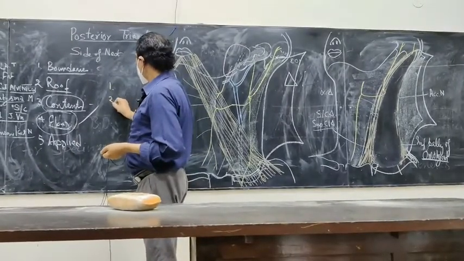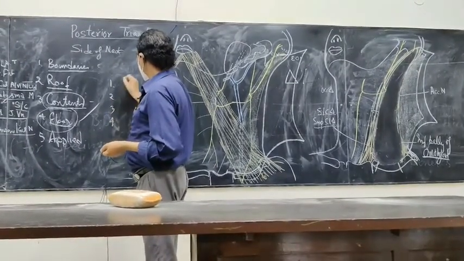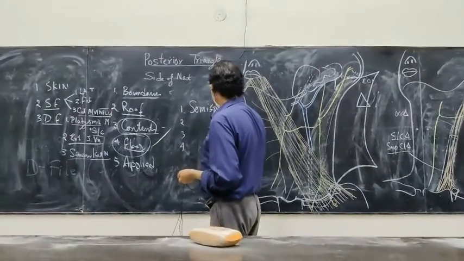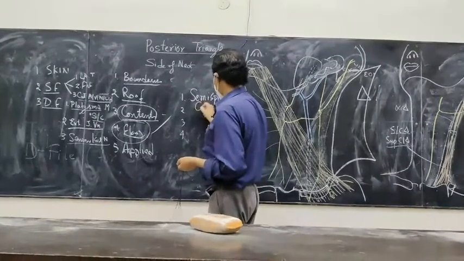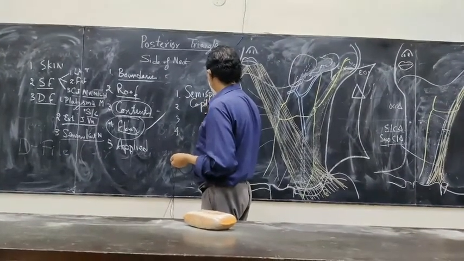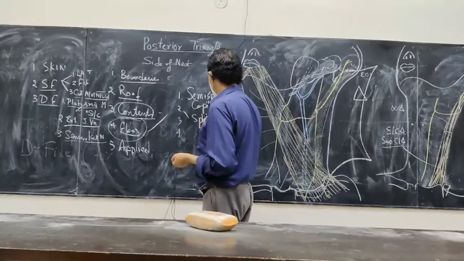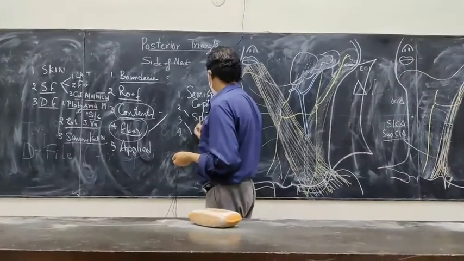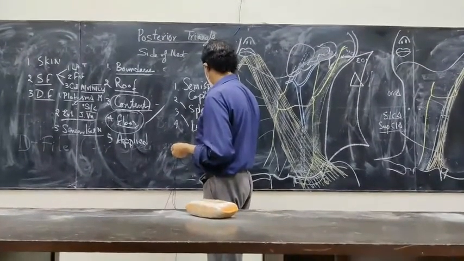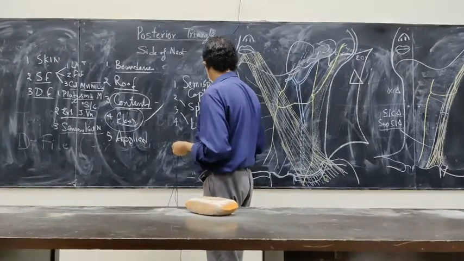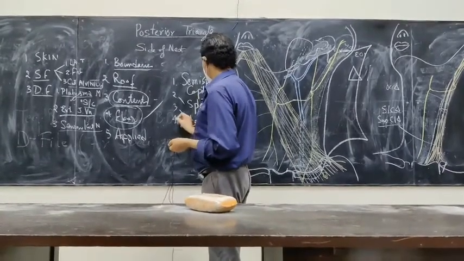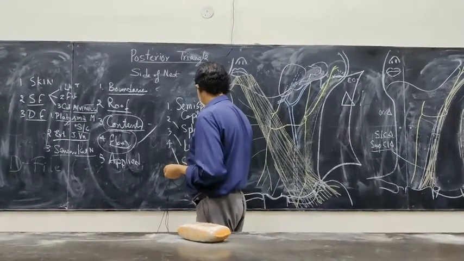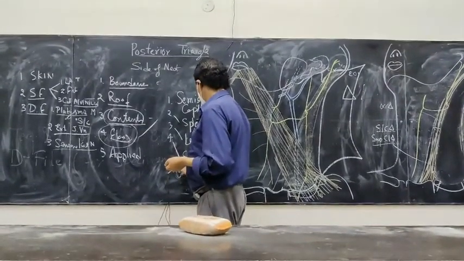The muscles from above downward: first semispinalis capitis. Second it is splenius capitis, is the name of the second muscle. Third is levator scapulae. And fourth are the scalenus medius and posterior and omohyoid.